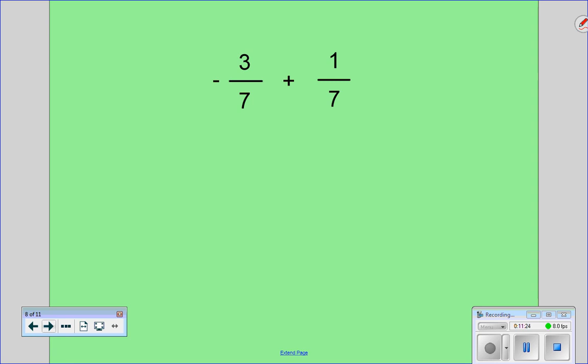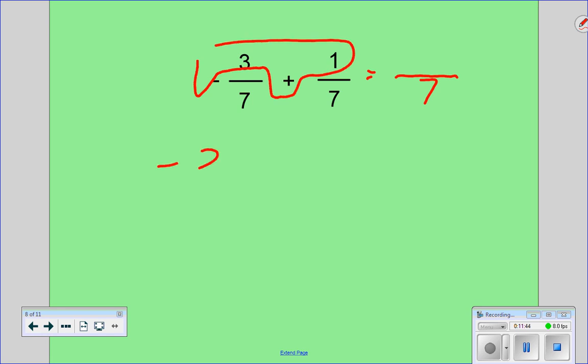Negative 3/7 plus 1/7. Like I said, the denominator always stays the same. Then that negative is going to go up to that 3. It's going to be like this: negative 3 plus 1. Negative 3 plus 1.